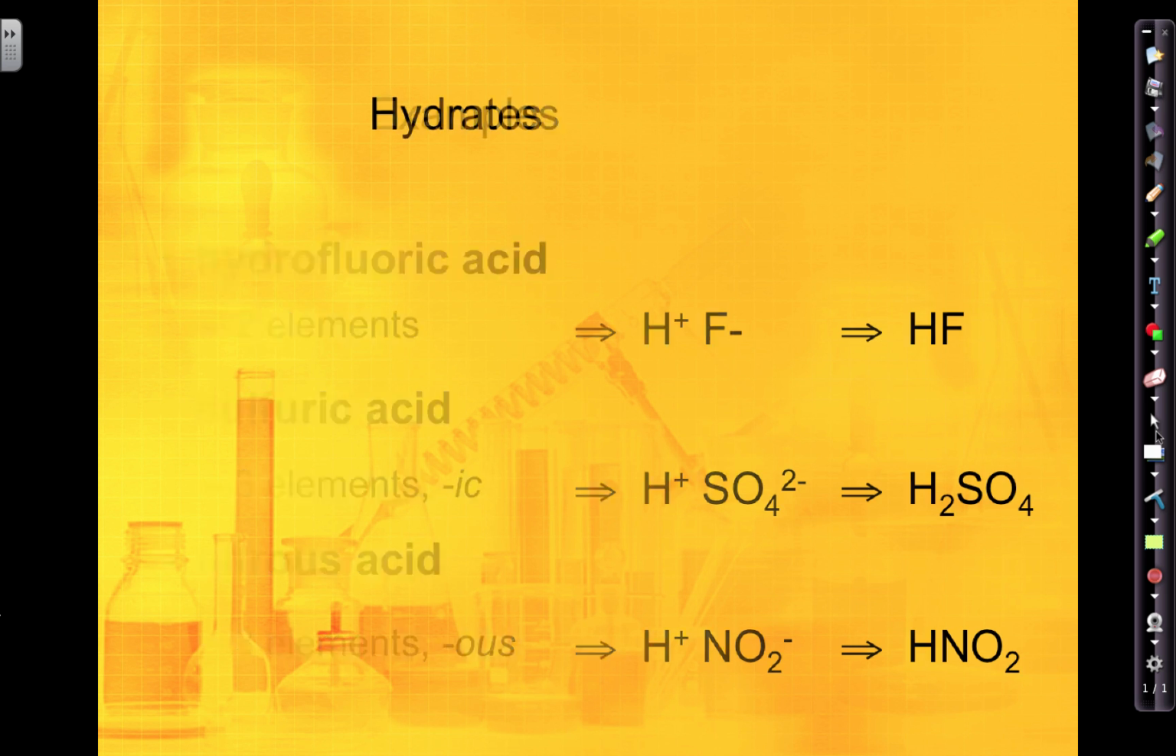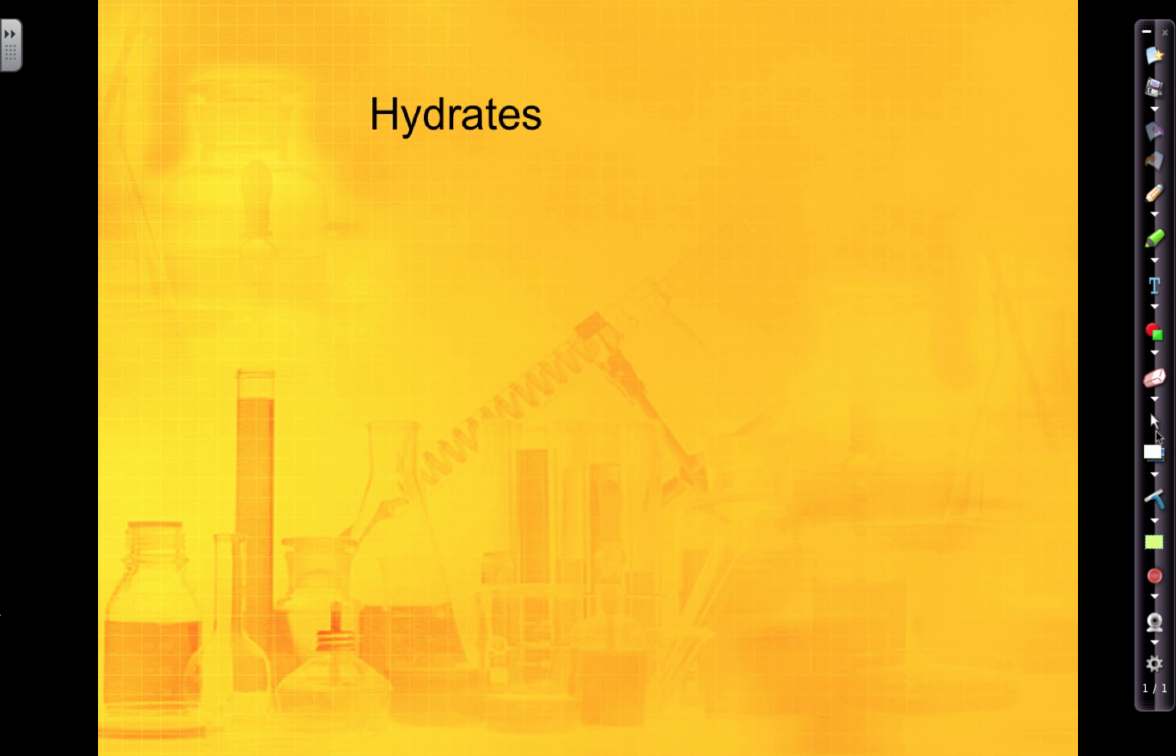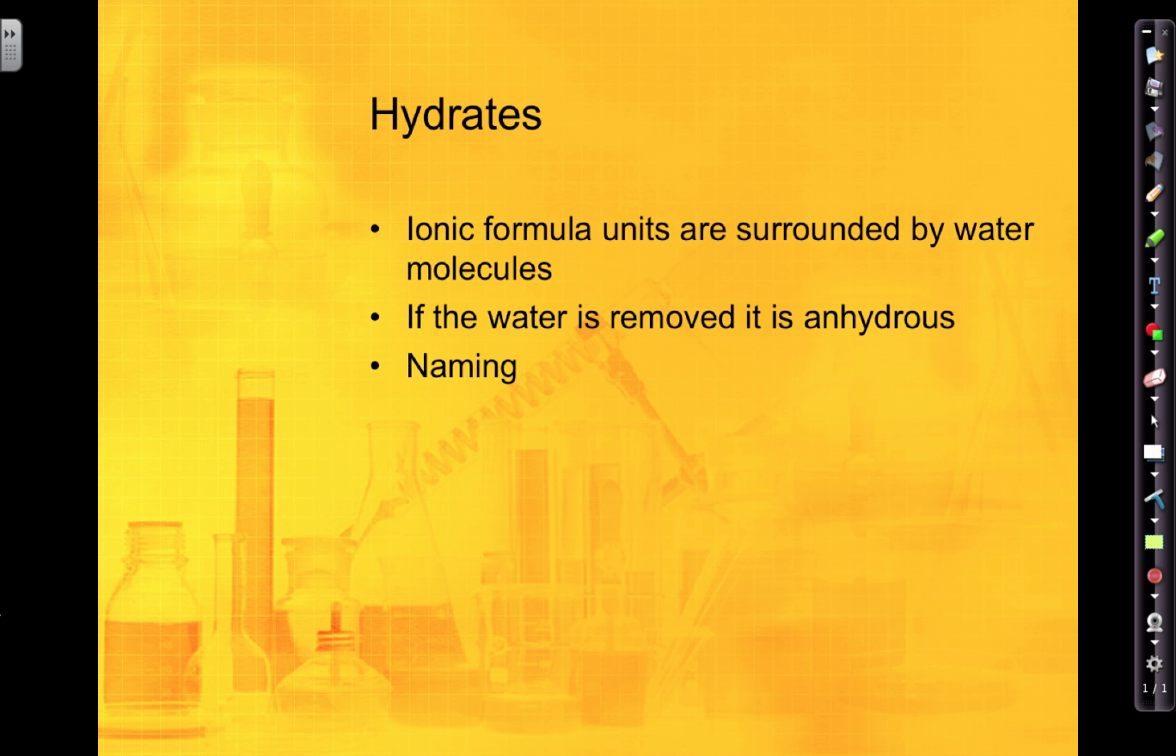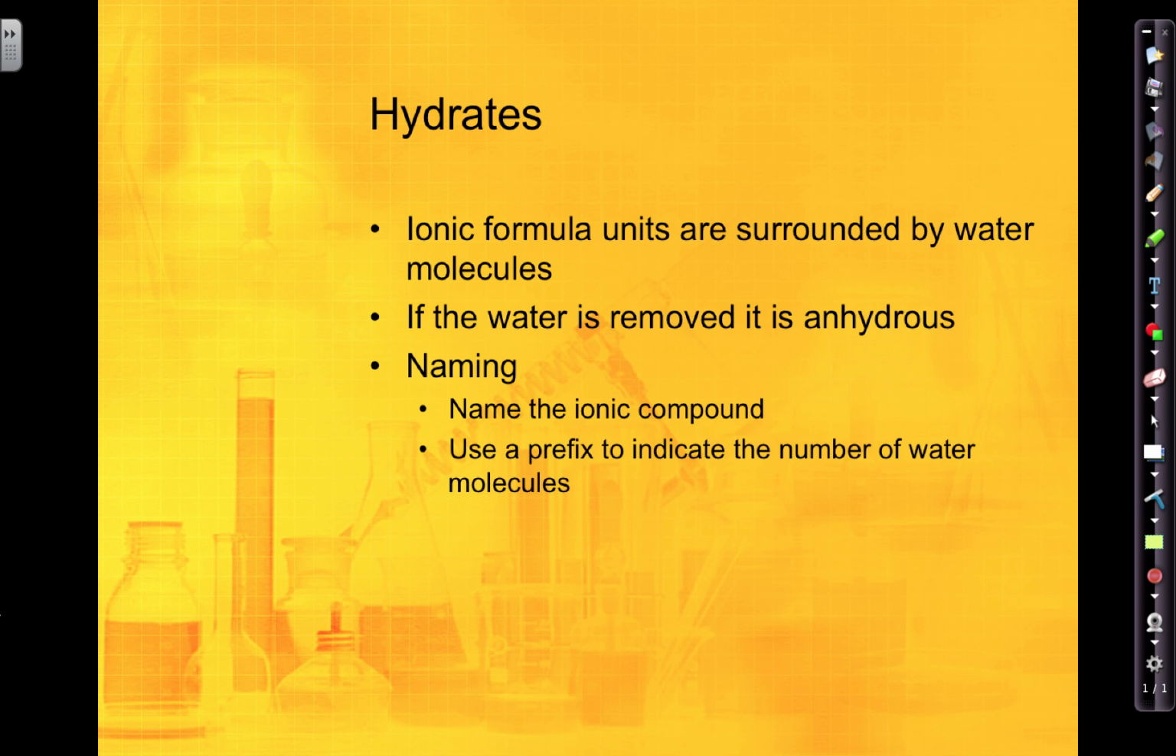All right, so let's look at the last thing, which is hydrates. A hydrate is an ionic compound that is surrounded by water molecules, which hydrate it. It's hydrated. If the water is removed, it's said to be anhydrous, so without the water. If you name a hydrate, just name the ionic compound, and then use a prefix to indicate the number of water molecules.